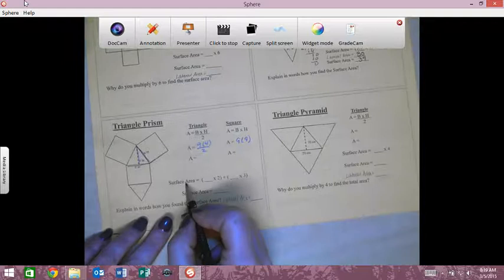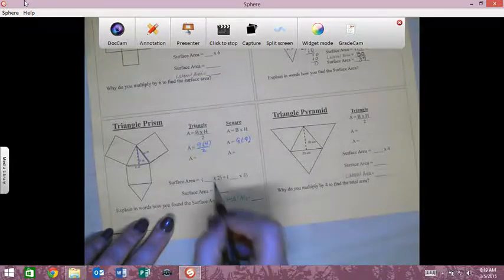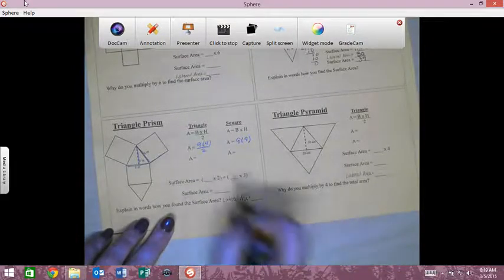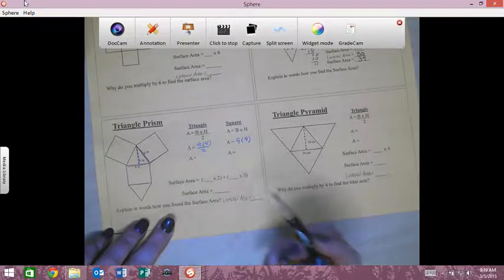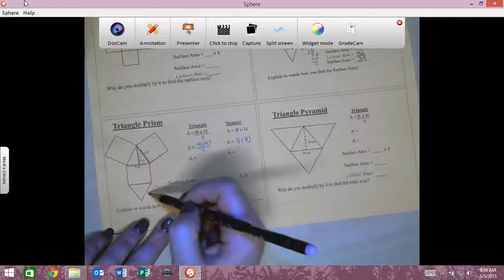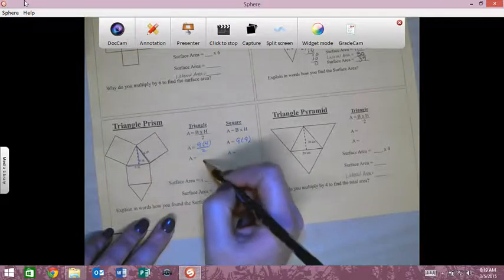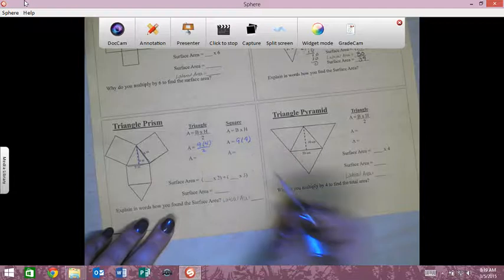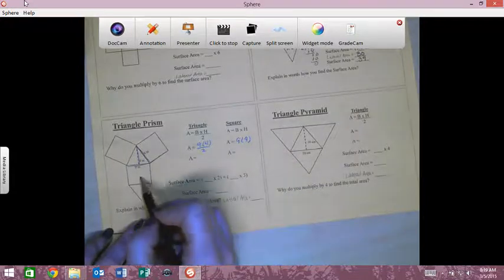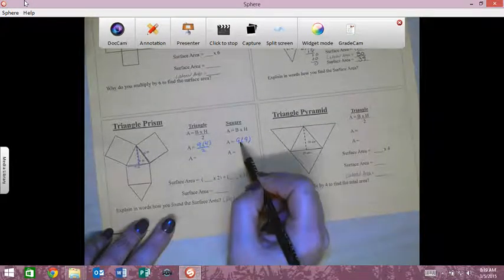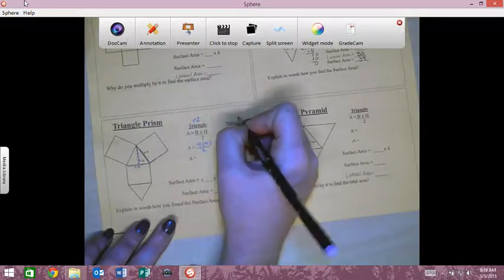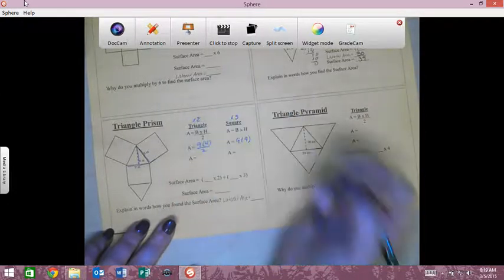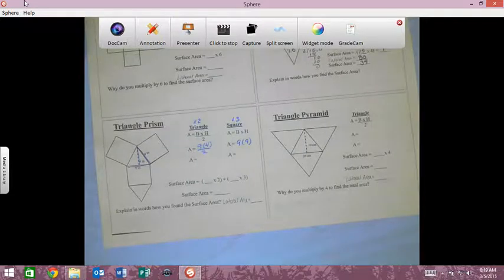So for your surface area this time, you would do what times 2? Well, what do we have that we have 2 of? We have 2 bases. So we would do your triangle times 2, whatever amount you get here. And then what are we multiplying by 3? Well, we have 3 faces. So your square is what's getting multiplied by 3. So up here, if it helps you, you might want to write times 2 and times 3 up there, just so that you get it further along.